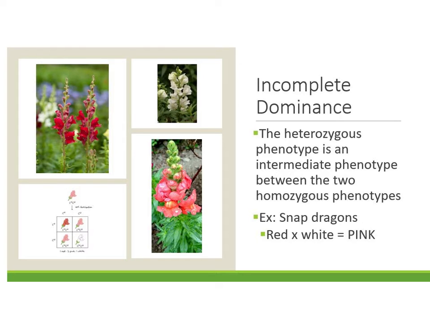So for example, I have snapdragons. Okay, you could have one allele for red snapdragons and one allele for white snapdragons. This time, when it's incomplete dominance, instead of one being dominant over the other, you get the mixture. Okay, so they would produce pink because pink is a mixture between red and white.